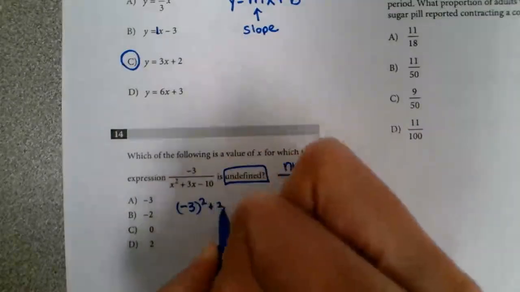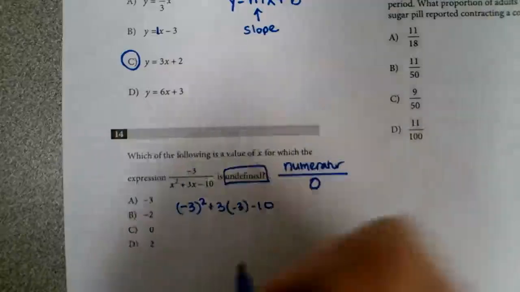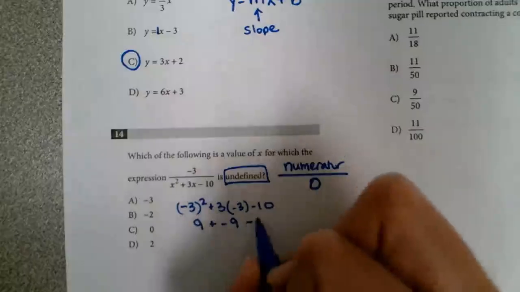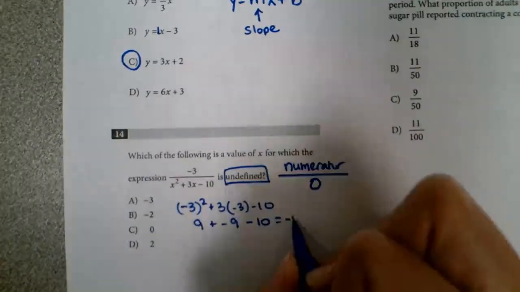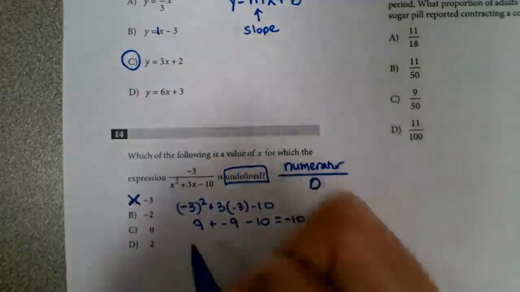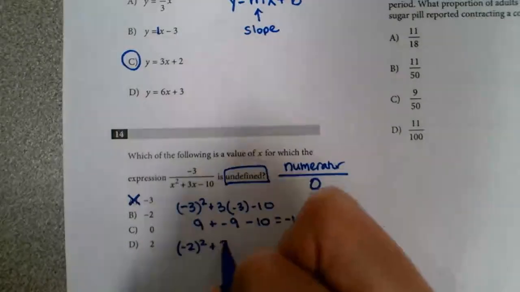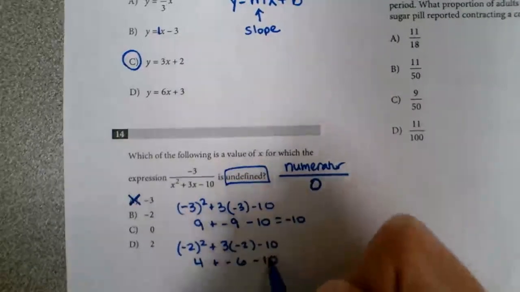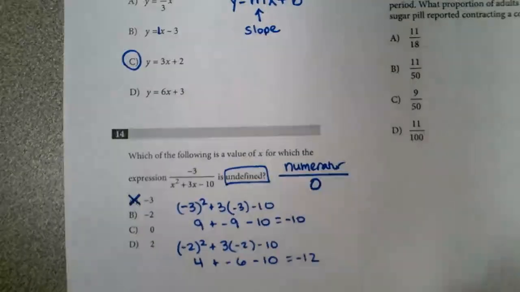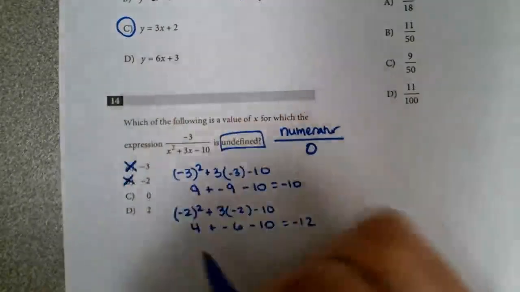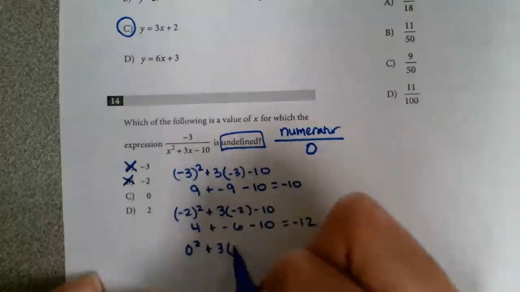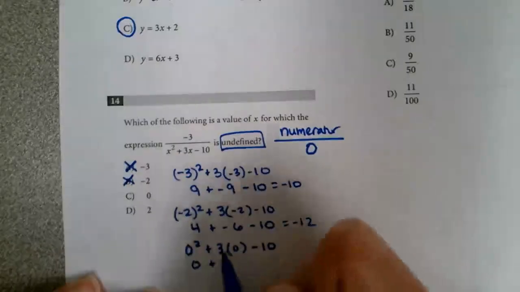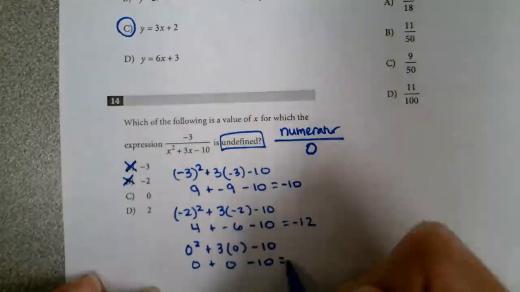So if I plugged in -3, and remember these are calculator questions, so you could type this into your calculator, this gives me +9 plus -9 minus 10. If I add these up, I get -10, so that's not it. If I plug in -2, I'm going to get +4 plus -6 minus 10. That's going to give me -12, so it is not B. If I plug in 0, and for some reason 0 confuses people, but it's actually the easiest one. 0 squared is 0, 0 times anything is 0, so it's just -10.